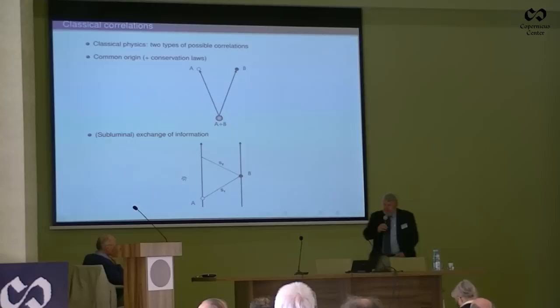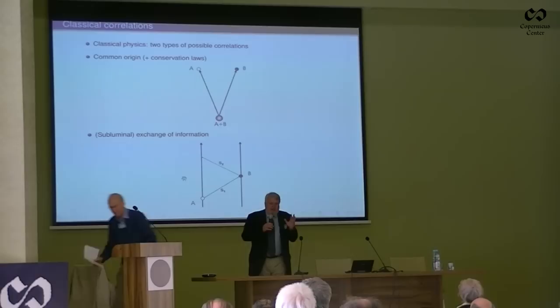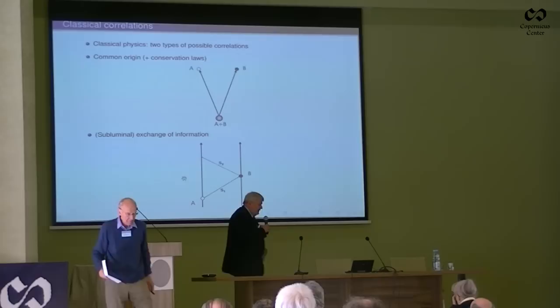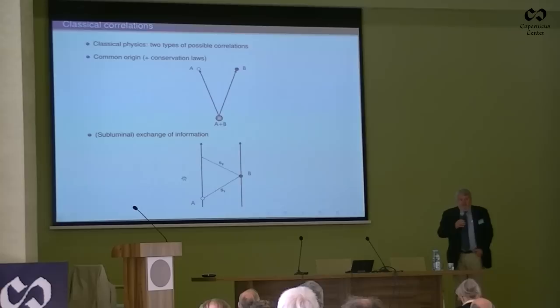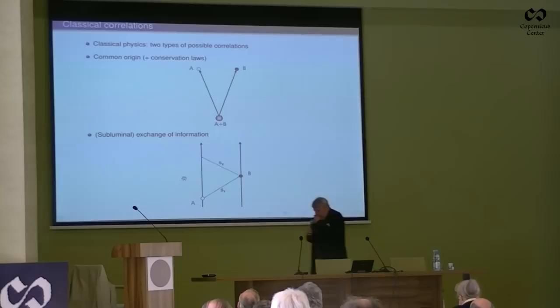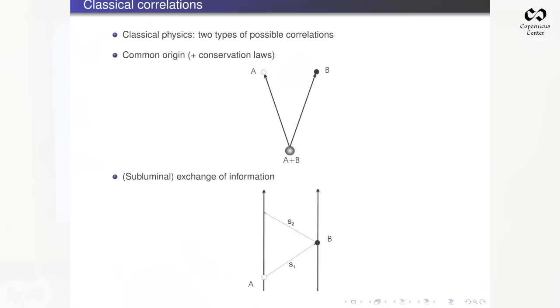So, in classical physics, what does correlation mean? I would not specify at the moment, but generally everybody understands what it means. It means that we want to learn something about one subsystem from the measurements performed on some other one. So in the classical case, such correlations appear only in two situations. First, if these two subsystems have a common origin.